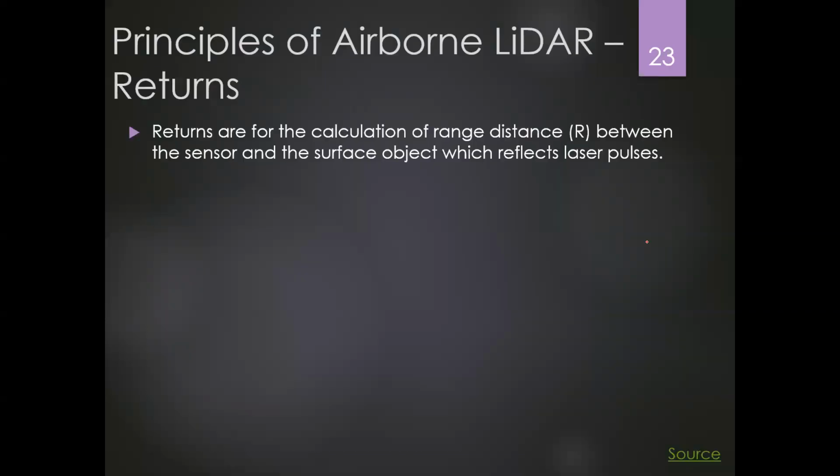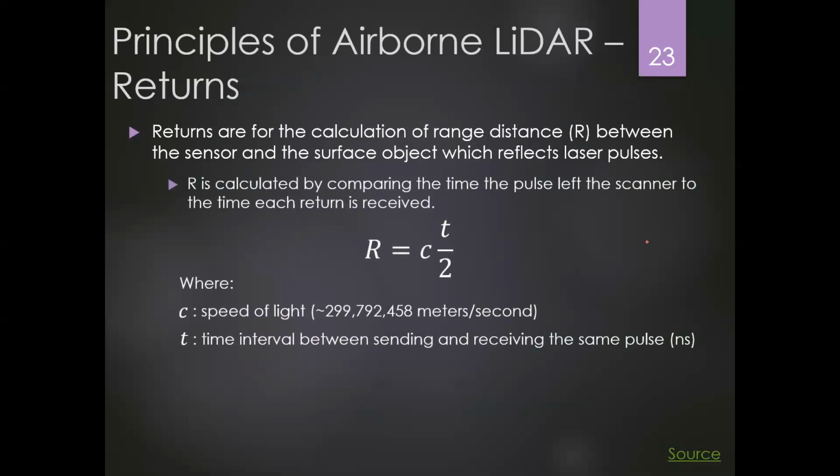Okay, let's continue. Returns are used for the calculation of range, the distance between the sensor and the surface object which reflects laser pulses. So here is the formula I promised before. R is calculated by comparing the time the pulse left the sensor to the time each return is received. R is something we want. In order to calculate R, we need C and T. C is a constant. It's the speed of light. We consider this as a constant.